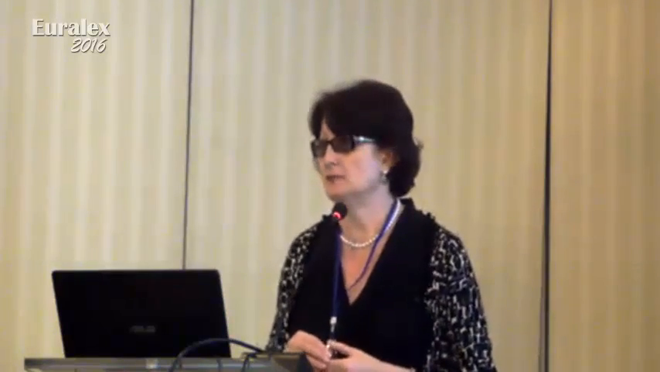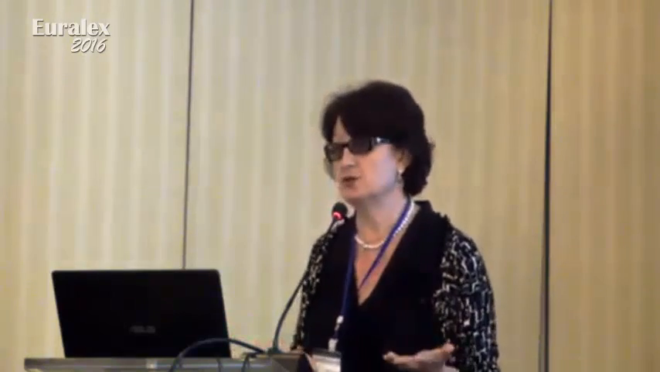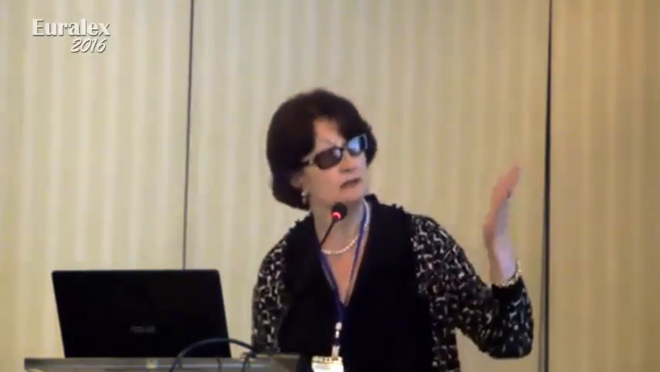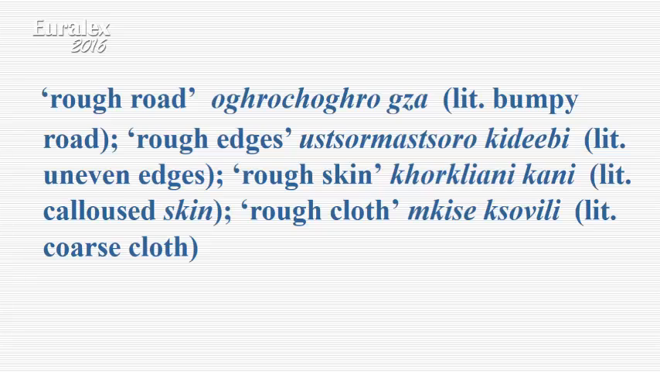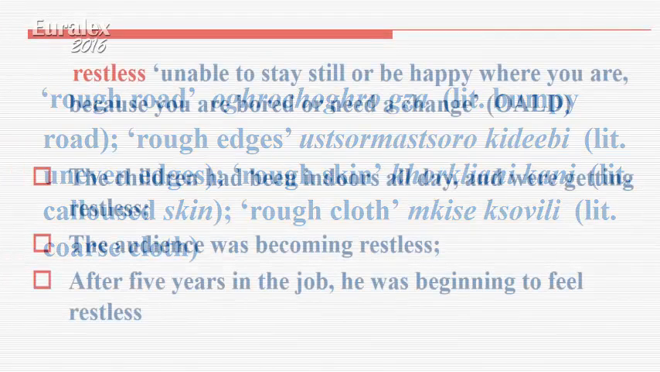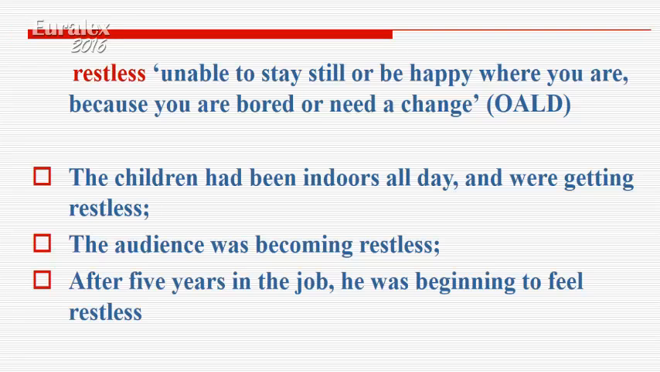Therefore, English rough can be used with such different nouns as rough road, let's say, or rough edges, or rough skin, or rough cloth. And in this case, in Georgian, we need totally different Georgian equivalents, like ogro-chogrovani, rough road, literally bumpy road, rough edges, literally uneven edges, rough skin, chortlianik, literally calloused skin, and so on. Such examples can be cited endlessly from our project, and I'm sure that from any bilingual project.